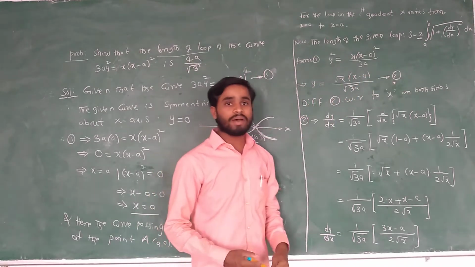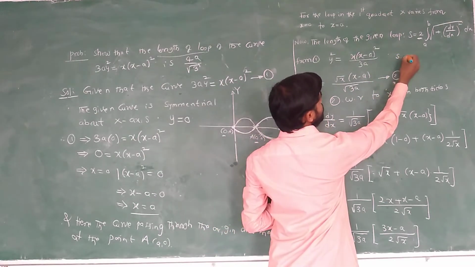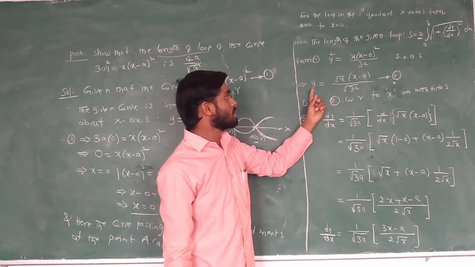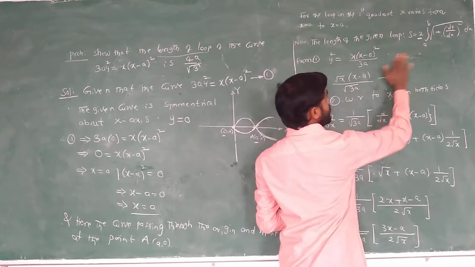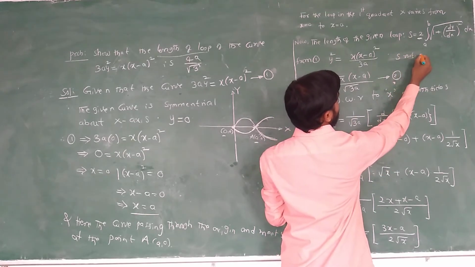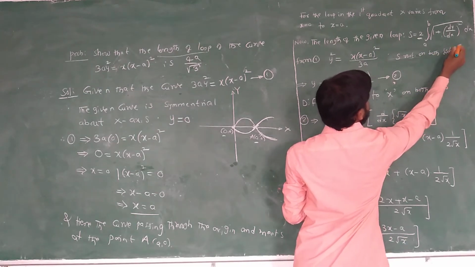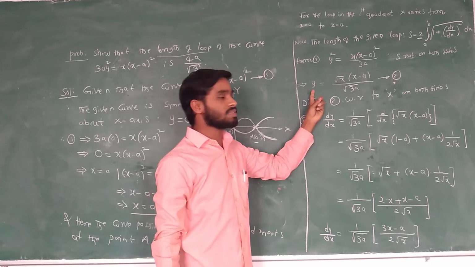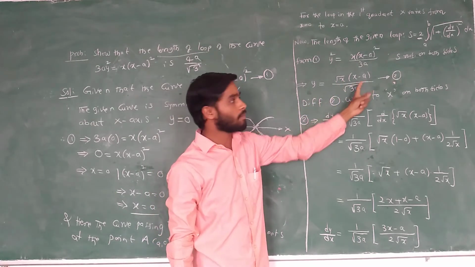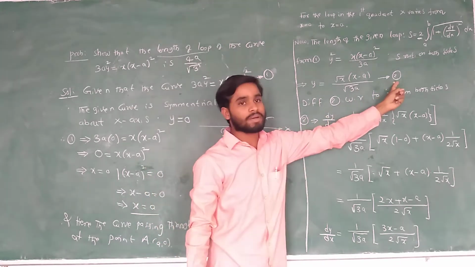Taking the square root on both sides, y = √x (x − a) / √(3a). Take this as equation number 2.